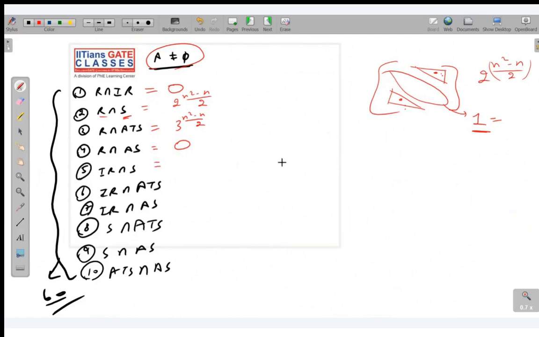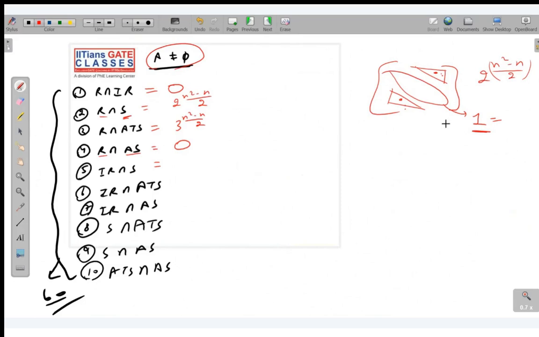And these are counting problems, so do not say it is not possible. A relation which is reflexive as well as asymmetric is not possible, but we are asking how many, which means it is a counting problem. So we cannot say not possible, we have to say the answer is 0. Is it okay? Next is irreflexive intersection symmetric.